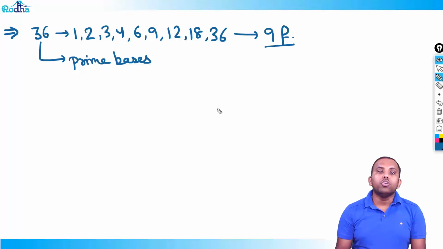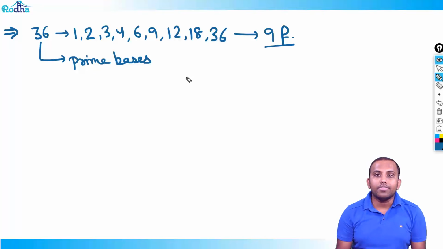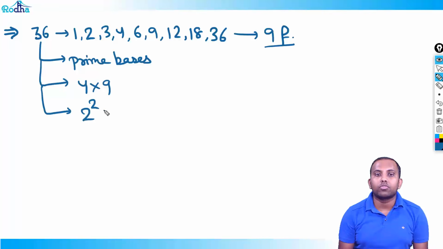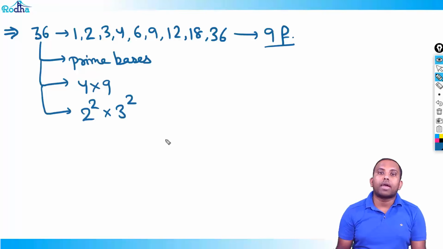So we were writing 36 in terms of the prime bases, correct? What are the prime bases here in 36? 36 is nothing but 4 into 9. So in terms of prime bases, I can write 2 square into 3 square.